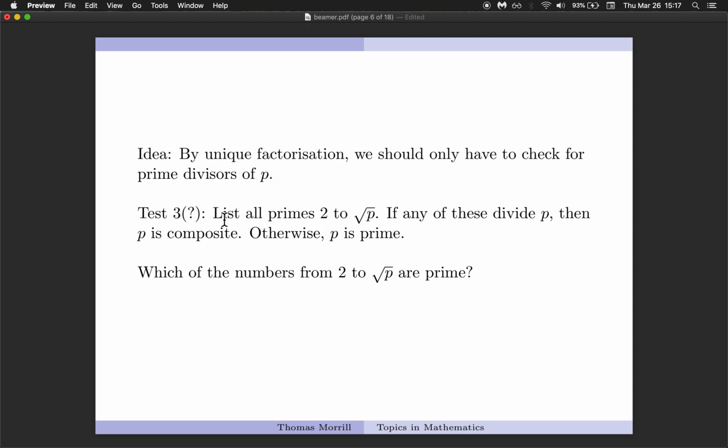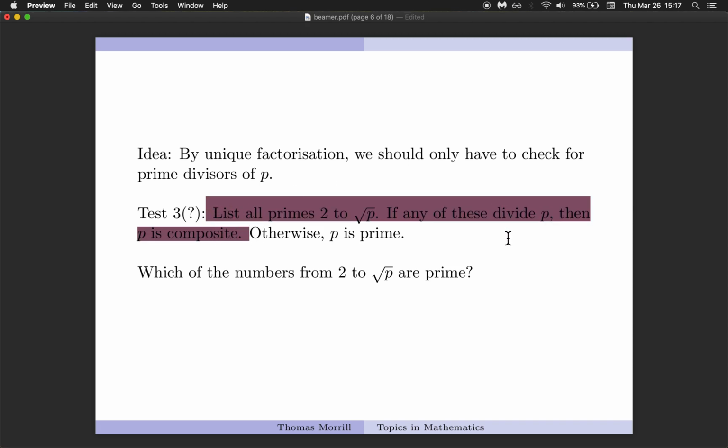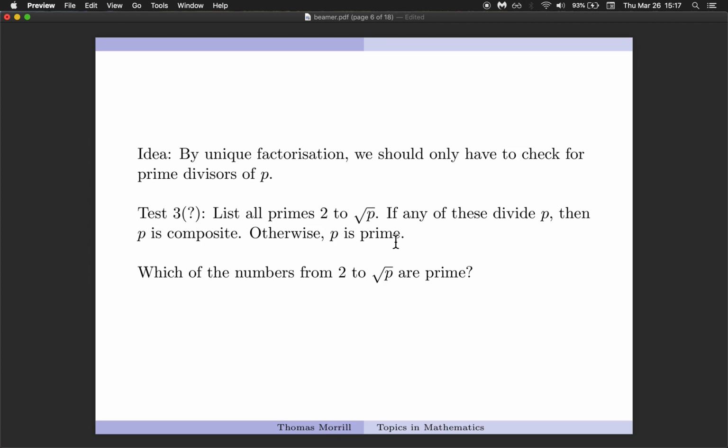Right. So I'm going to list all of these primes out. If any of them divide p, then p itself has to be composite. If none of them divide p, then p actually has to be prime, because a composite number will always have at least one of these prime factors less than its own square root, or equal to.